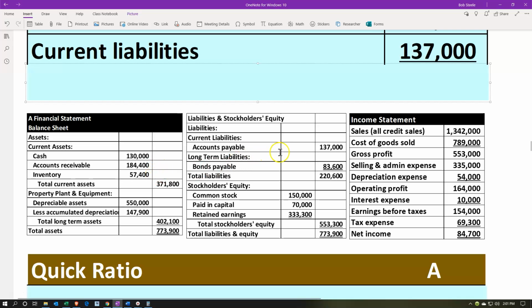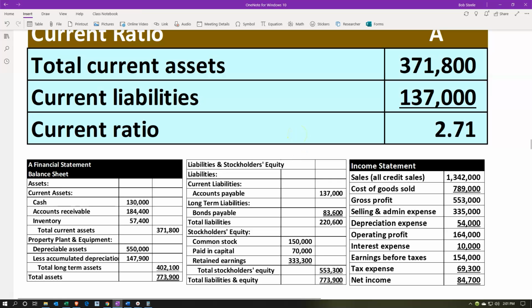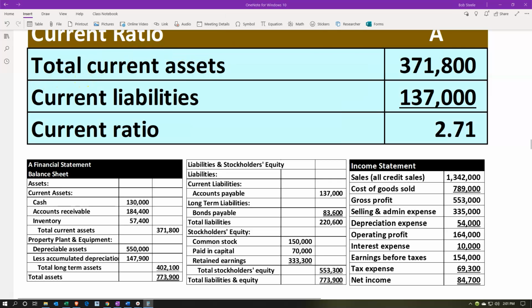And then the current liabilities are those things that are due within a year. Therefore, we need to make sure that we have enough liquid assets that we can pay off those liabilities, because they're going to be due within a year. So we're comparing the current assets and the current liabilities. If we divide that out, we have 371,800 divided by 137,000. That's going to be about 2.71.